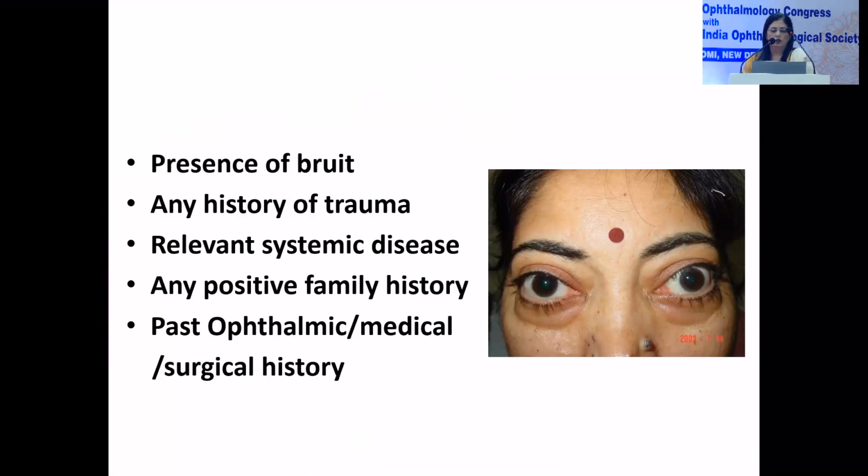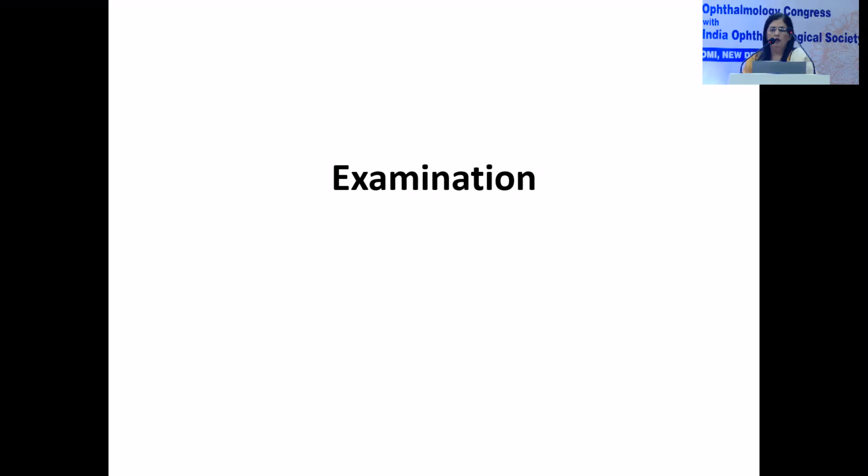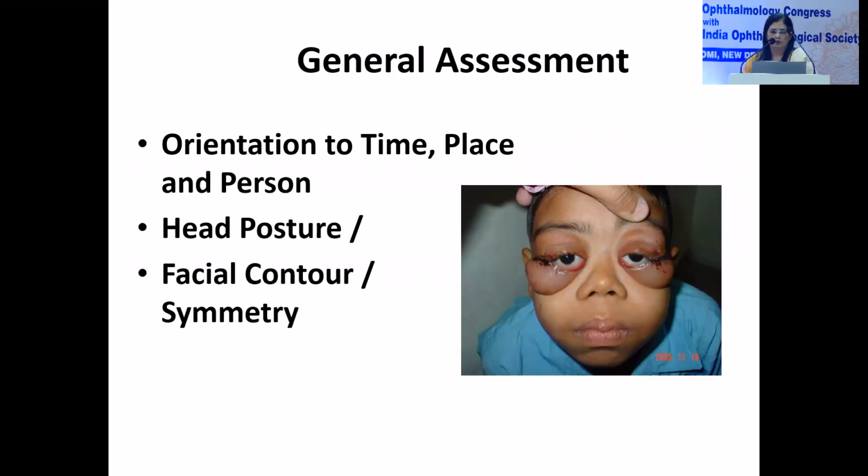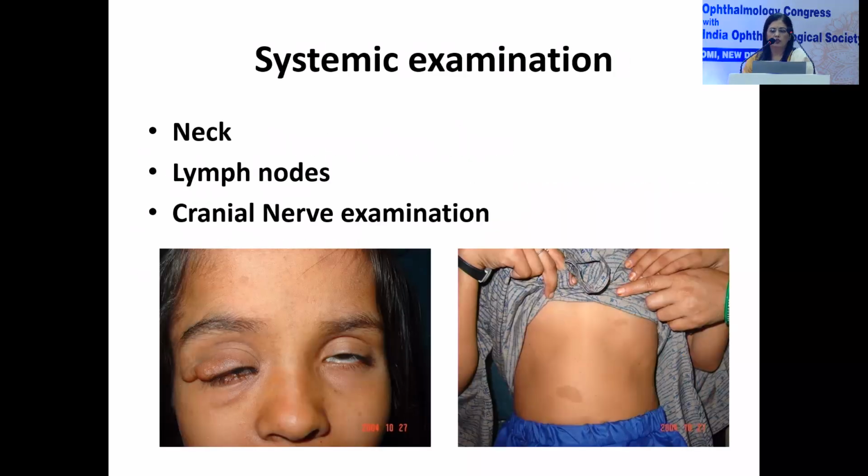It is also important to ask for any bruit, any history of trauma, relevant systemic disease, and note down any past medical, surgical or family history. So coming to examination, it's important to have a thorough systemic and ophthalmic examination. Note down any facial asymmetry. Whenever we are doing the systemic examination, we should palpate the lymph nodes, and a detailed cranial nerve examination should be carried out.